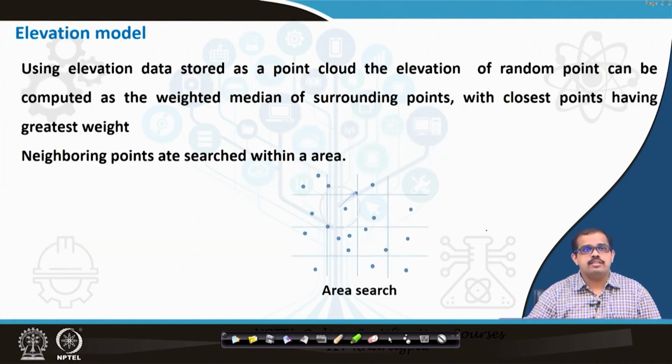Then you have an elevation model. Here you have elevation data that is stored maybe at random points. Based on the computed weighted means of the surrounding points, using the closest points, you try to find out what is the greatest weight. Nearby points are searched within that particular area and you find out the elevation at that particular point. So, that is an elevation model.